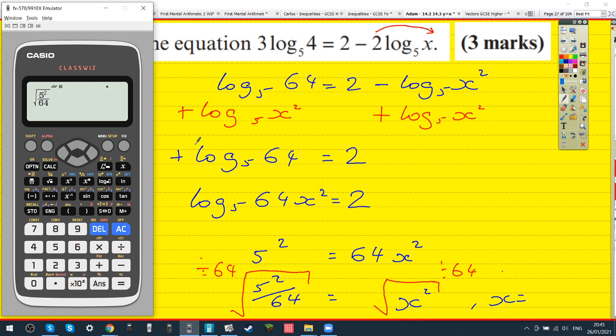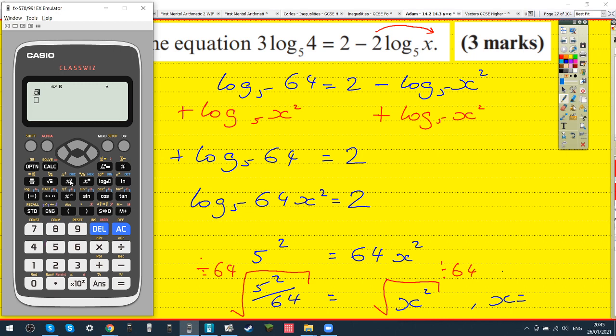Okay. 25 over 64. And that's equal to x squared. What is x? Or square root it? Do you have to make it equal to x in the calculator? You don't have to make it equal to anything. Wait, so x is 25 over 64. You cheeky one. You know too many methods.